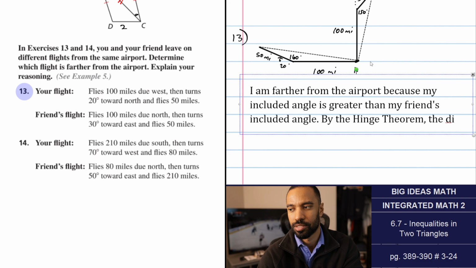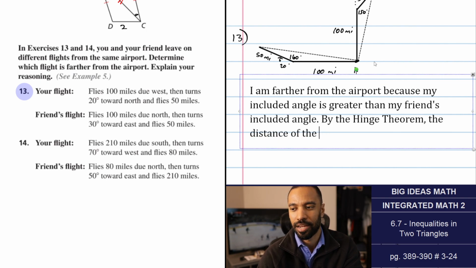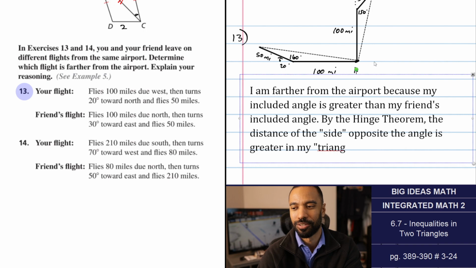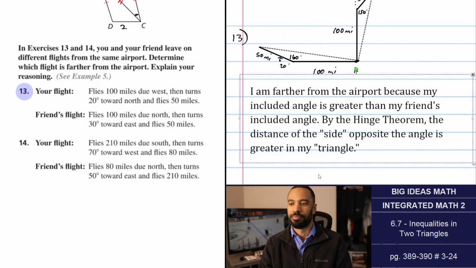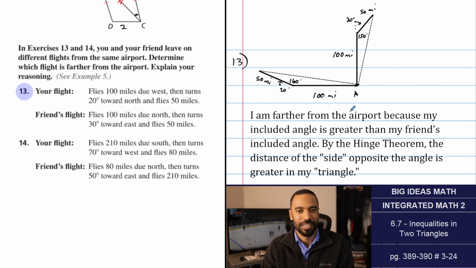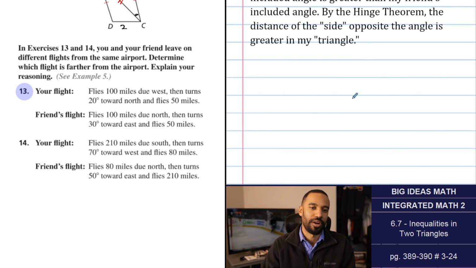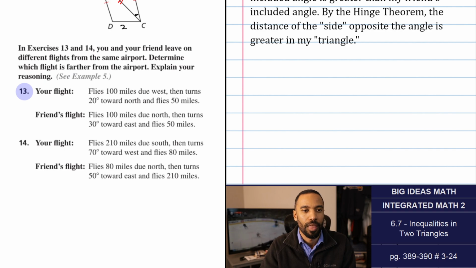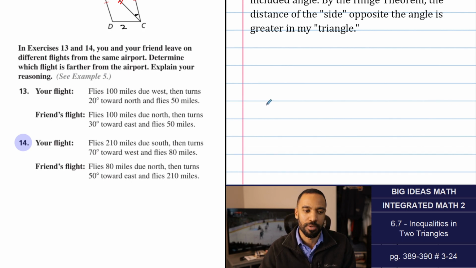The distance of the side opposite the angle is greater in my triangle. All right, there we go. I probably don't have to write that much in general, just hinge theorem. That's the reason. But my angle is greater in the triangle. All right, number 14, my flight, my friend's flight. I guess my friend probably gets to have a farther flight than me this time.